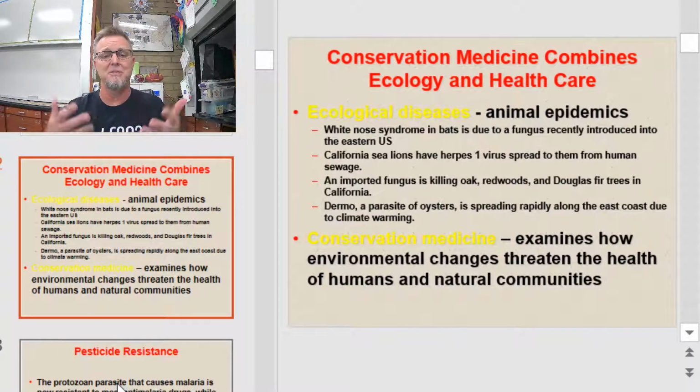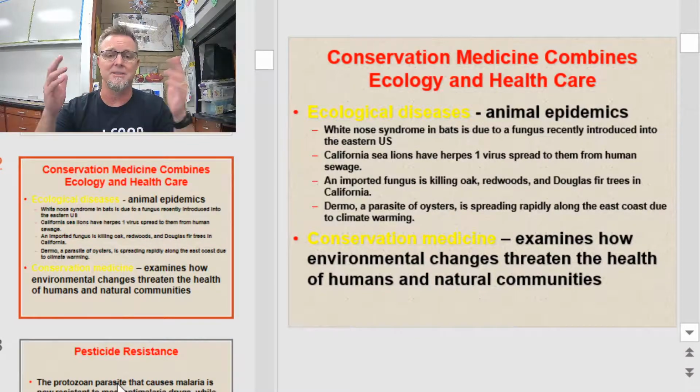So if there's sewage going out to sea waterways and these poor little guys are swimming through it, they can pick that up. There was an imported fungus that's killing oak, redwood, and Douglas fir trees in California, and a dermo parasite in oysters that's spreading rapidly through the East Coast as a result of climate change.